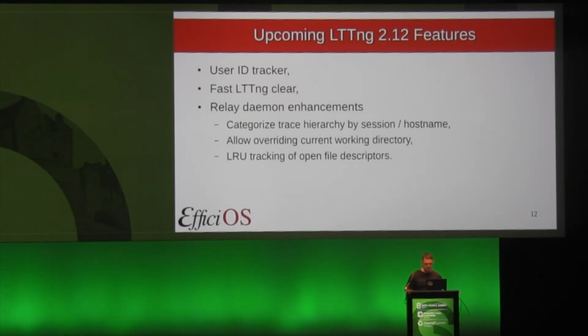We have some enhancements for the relay daemon. One is to categorize trace hierarchy by session hostname, allow overriding the current working directory, and doing a tracking of open file descriptors with a least recently used data structure that really allows tracking those file descriptors. This is for cases where you basically cannot control the ulimit on the system on which you run the relay daemon, and you don't have a high enough concurrently open file descriptor limit compared to the number of files you have to open on disk.